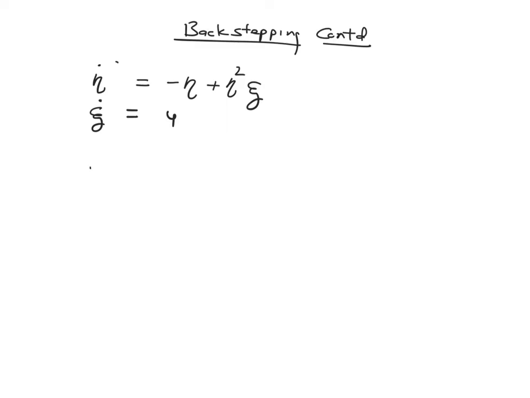First, if v1 equals half eta square, right? So what is v1 dot? Eta eta dot, which is minus eta square plus eta cube zeta. Okay? So now if I have to choose zeta to make v1 dot negative definite, what will be that?